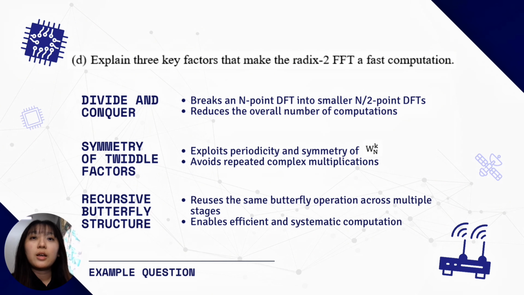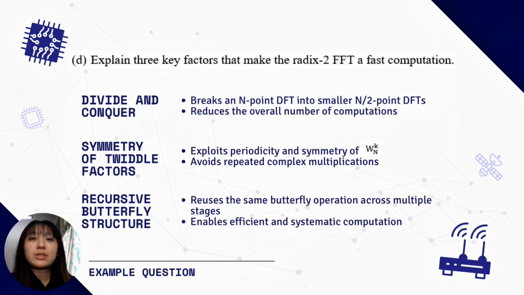Good day everyone, my name is Lin Xin. Today I'll briefly explain why the radix-2 fast Fourier transform, or FFT, is a fast and efficient way to compute the discrete Fourier transform. First, radix-2 FFT uses a divide and conquer approach. It breaks an N-point DFT into smaller N over 2-point DFTs, which significantly reduces the number of calculations.